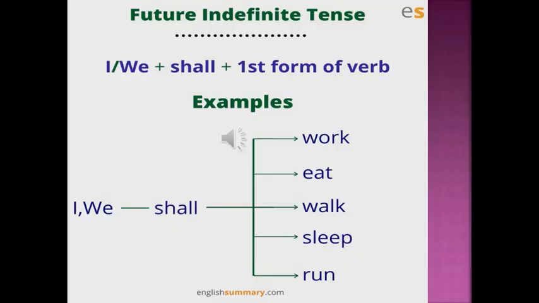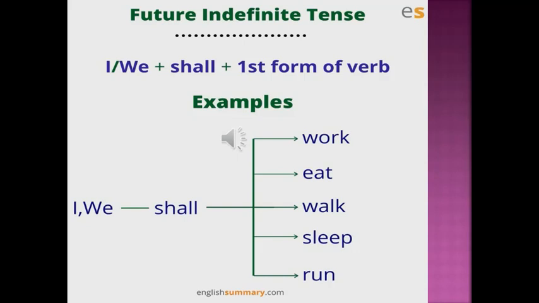With the first person pronouns, that is I or we, we use shall to express simple future action, to offer or to make a suggestion. For example, I shall eat pizza. Another example, shall I help you? But if the sentence expresses the intention, promise, or determination of the speaker, then we can even use will with I or we, that is the first person pronouns. For example, I will go to my grandmother's house tomorrow positively.